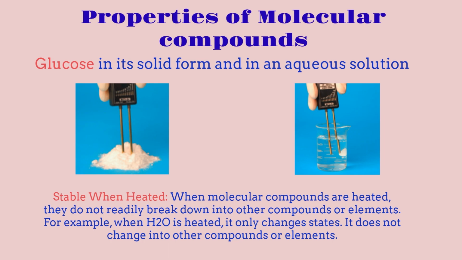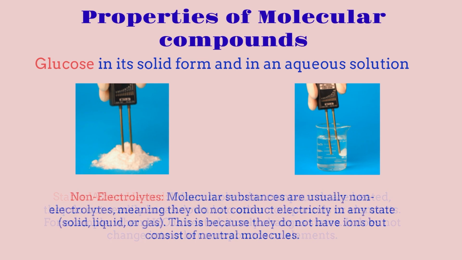So when you have water and you melt it, it's a liquid, and then when you heat it up, it's going to turn into a gas. So it's still water, it's just changing states. And furthermore, these are non-electrolytes. Molecular compounds are usually non-electrolytes, meaning that they do not conduct electricity in any state. And this is because they do not have ions, but consist of neutral molecules. On the other hand, we already know that ionic compounds are electrolytes in the liquid form.